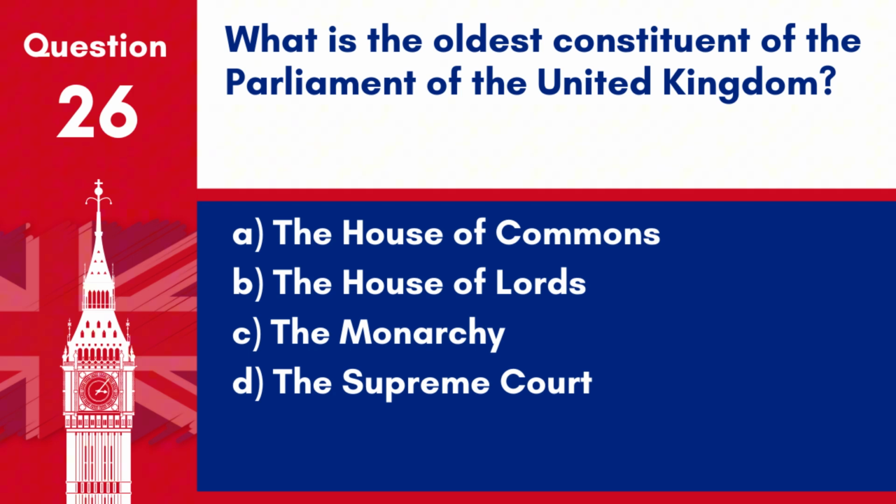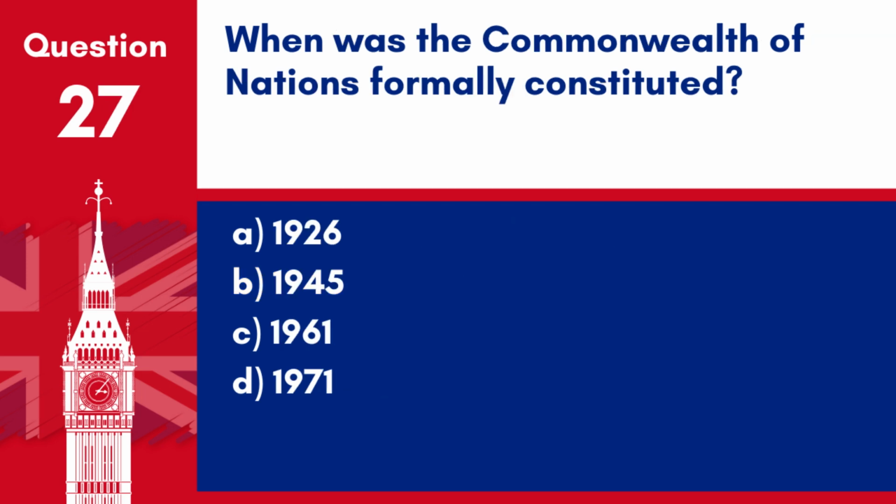Answer: B. The House of Lords. The oldest constituent of the Parliament of the United Kingdom is the House of Lords. Question 27. When was the Commonwealth of Nations formally constituted? A. 1926. B. 1945. C. 1961. D. 1971.